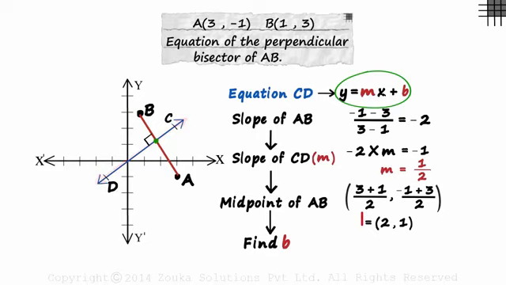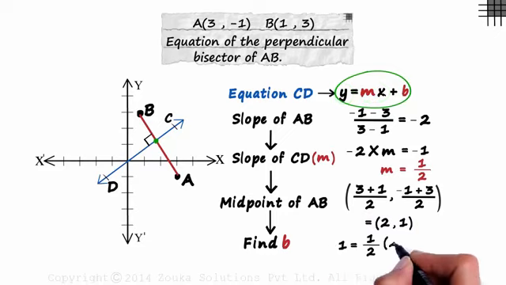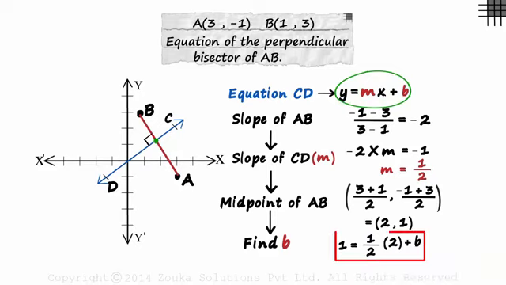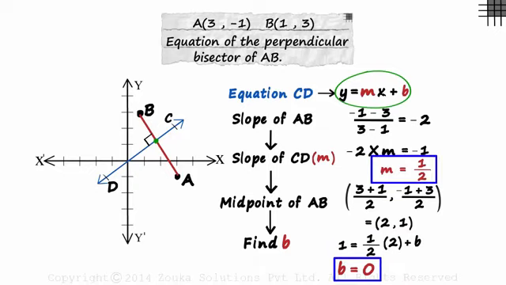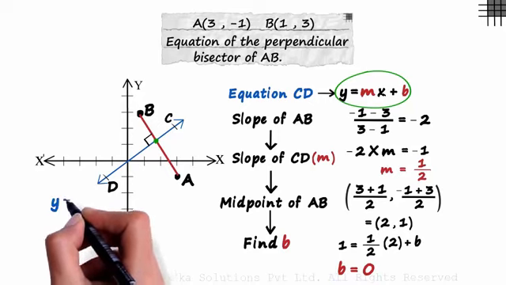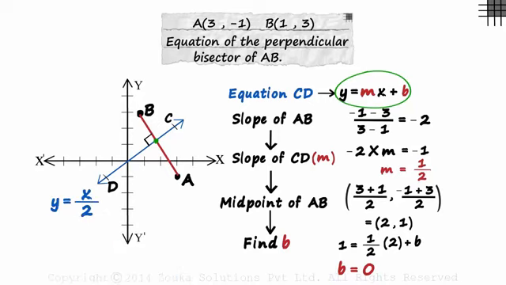So we can substitute these values in place of x and y. Substituting the values of m, x and y here, we get 1 equals half times 2 plus b. Solving this, we get the value of b as 0. m is half and b is 0. The equation of line CD will be y is equal to x over 2.